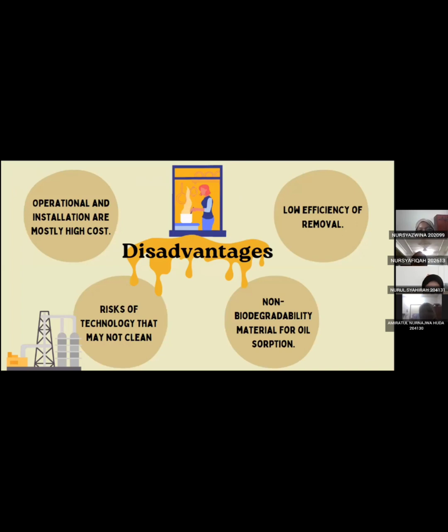For the disadvantages of treated wastewater, first, operation and installation are mostly high cost in chemical and conventional wastewater treatment. Also, there is the risk that the technology may not clean it, since it is oil, which is not dissolved in water. Next is the non-biodegradability of oil substances, which is one of the categories, and lastly is the low efficiency of removal.